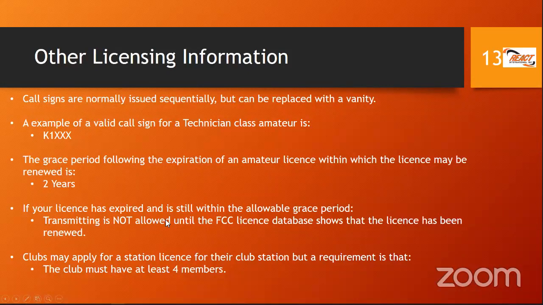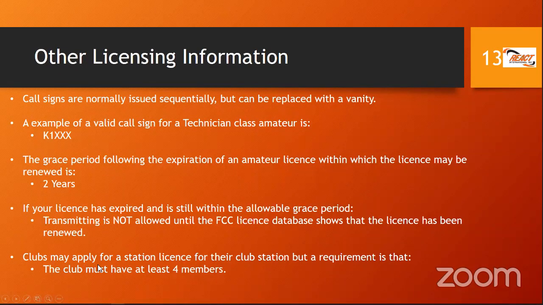So notice that transmitting is not allowed until the FCC license database shows that the license has been renewed. So don't think that that grace period is permission to have it expire and you could still use it. No, you cannot. It will be illegal.